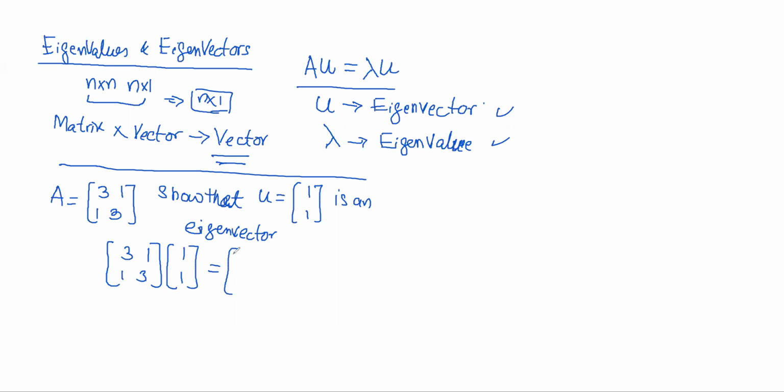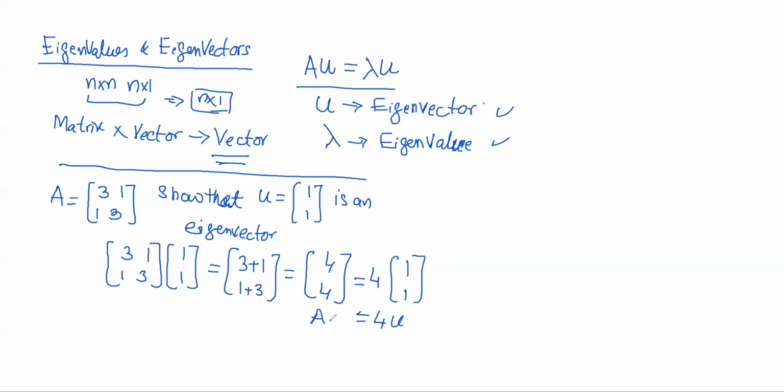What we get is 3 times 1, so 3, plus 1 times 1, that is 1. Then 1 times 1 is 1, and 1 times 3 is 3. So we get 4, 4. I can write 4, 4 as 4 times 1, 1. Do you agree? Here 1, 1 is that U. So AU is equal to 4U, which means we have met the conditions for an eigenvector.